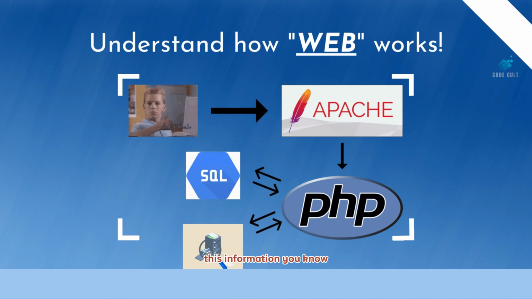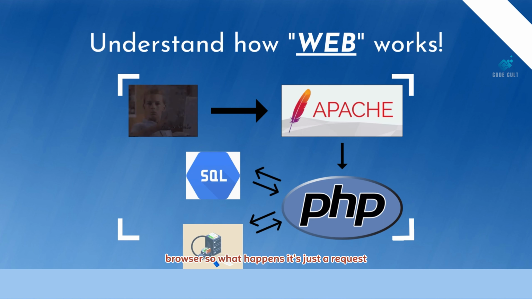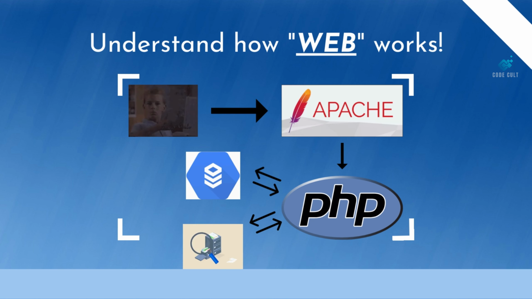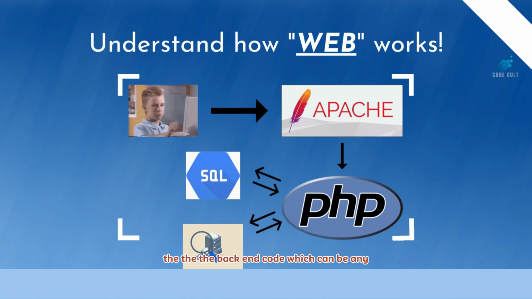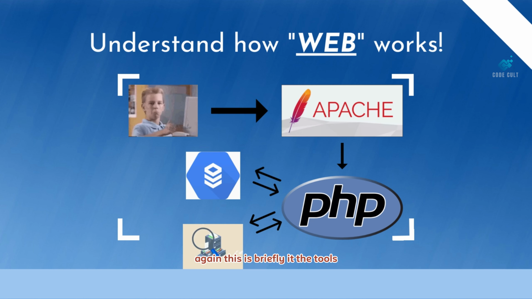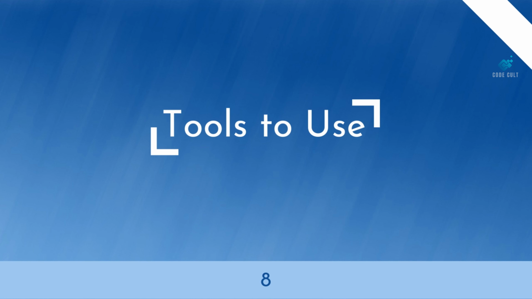This information gets back to the code. The server just processes the request or the information from the database, and it gets put back to the client right here on his browser. So what happens is it's just a request to the server, and the request goes to the code, which is the backend code, which can be any programming language, and it just gets back the information to the client again. This is briefly it.